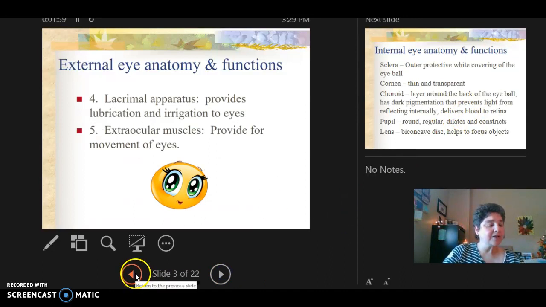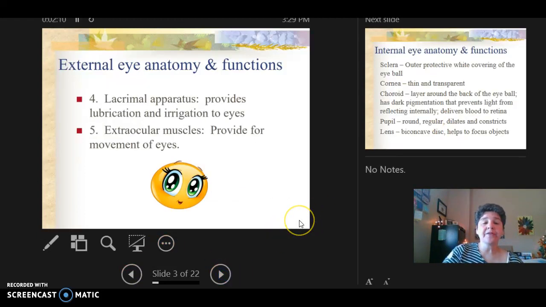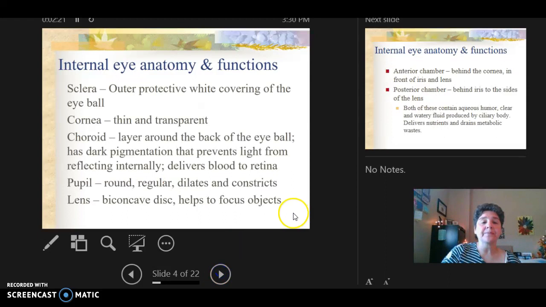One thing that I didn't have in there too is the canthus. Remember the canthus, we have inner canthus and the outer canthus. So those are the corners of the eye. The lacrimal apparatus, that's what helps to provide lubrication and irrigation to the eyes. And then we have the extraocular muscles, which help you to move your eyes around. The sclera, that's that outer protective white covering of the eyeball. The cornea is very thin and transparent, and we're going to teach you how you're able to see the cornea or to see if there's any bulging or anything with the cornea when you're in lab this week.